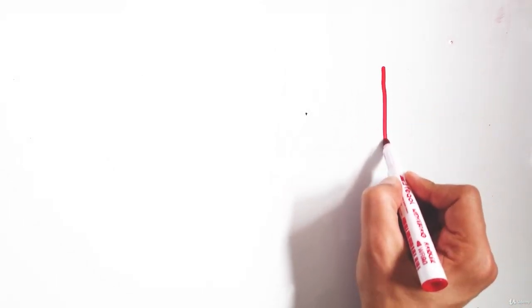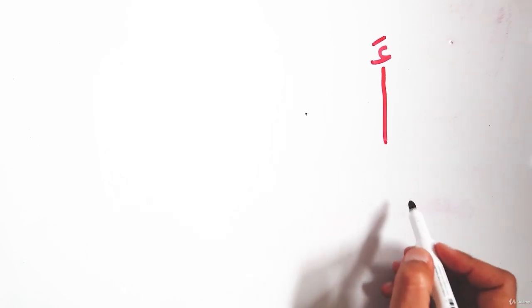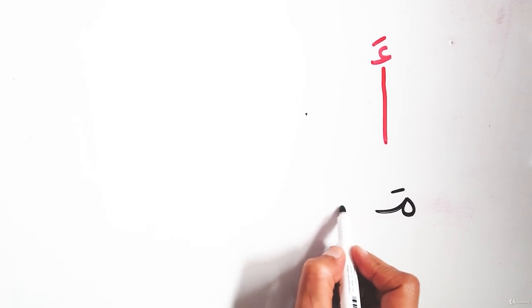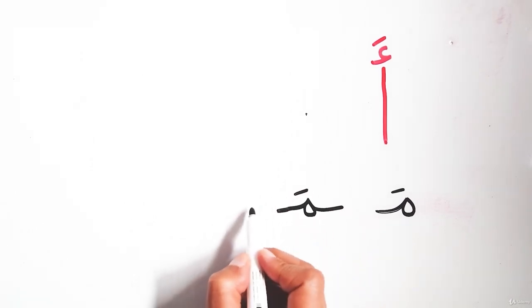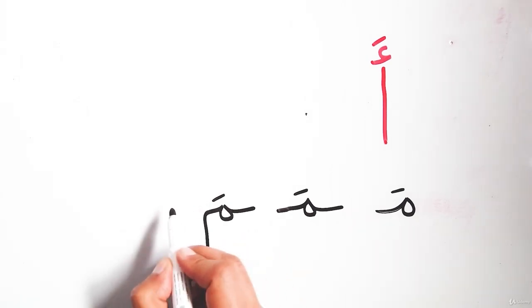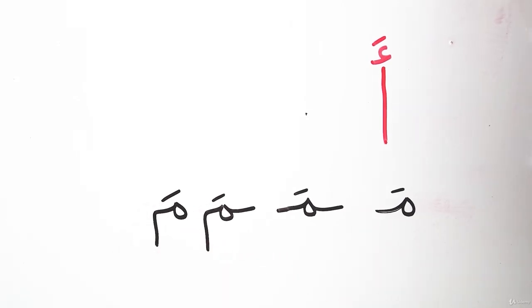Let's get started. Amara, amara. Me. Do you remember ma? We have different shapes of ma. We have this one, this one, this one, this one, right? Four shapes of ma.